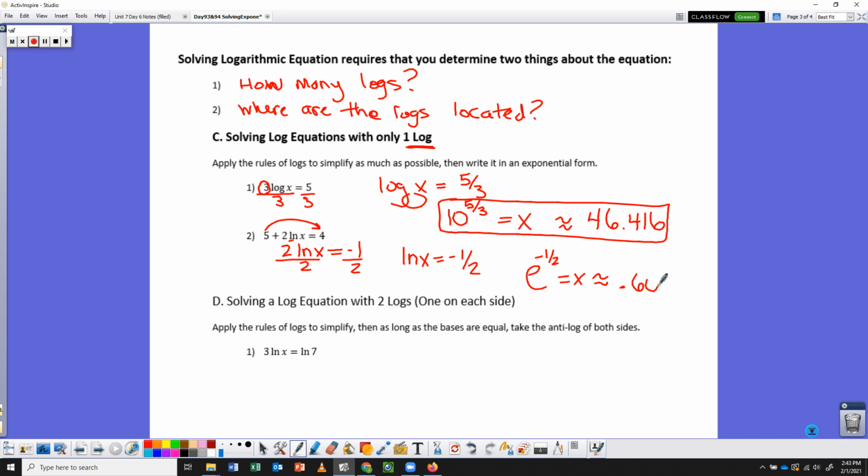And there's your answer. Okay, so tonight's homework does have a couple of problems that are going to be solving a single logarithm and also solving exponential equations. You're now ready to try that homework.